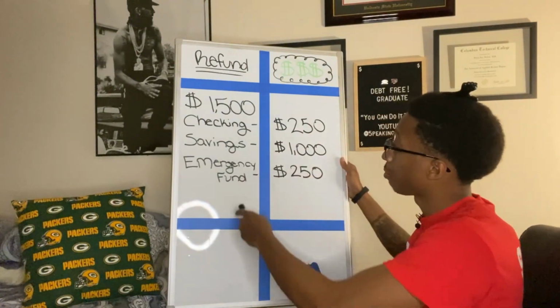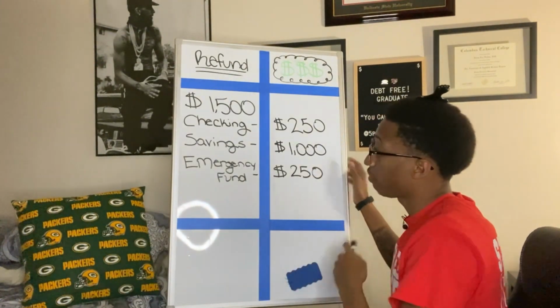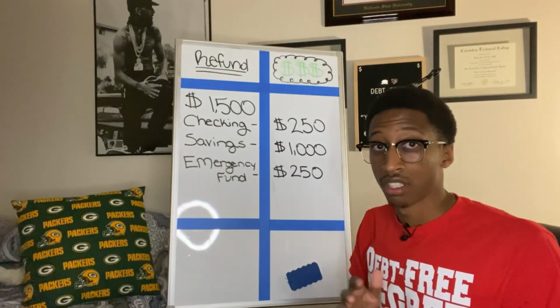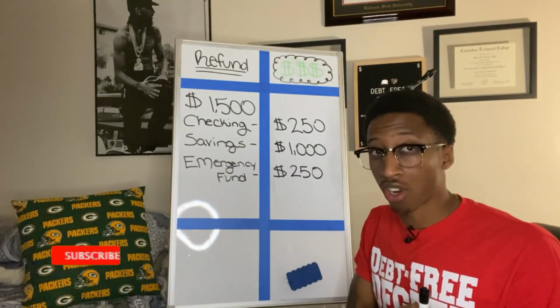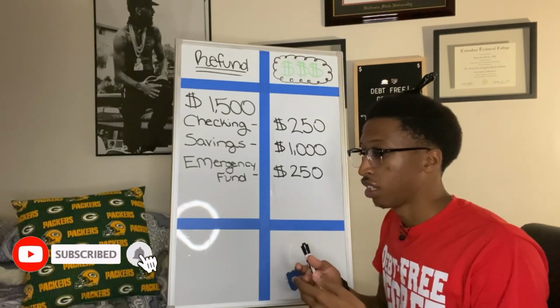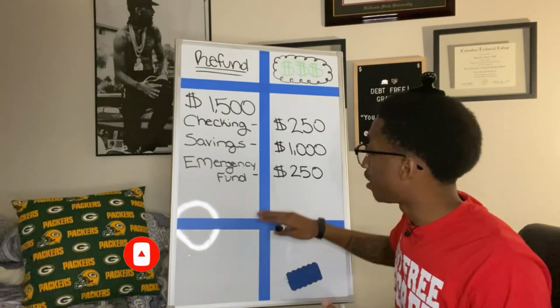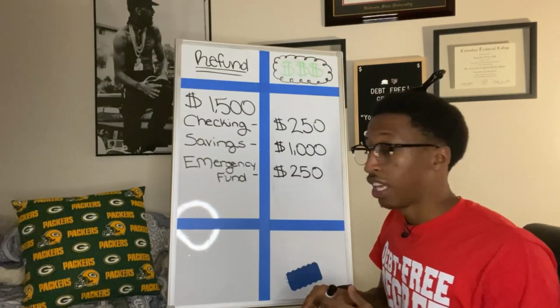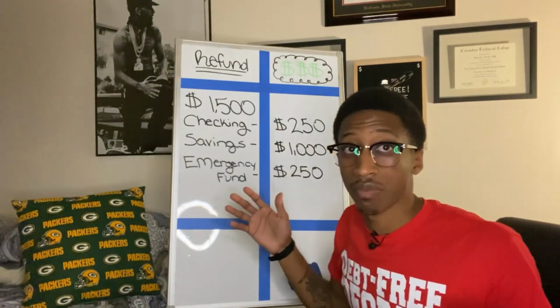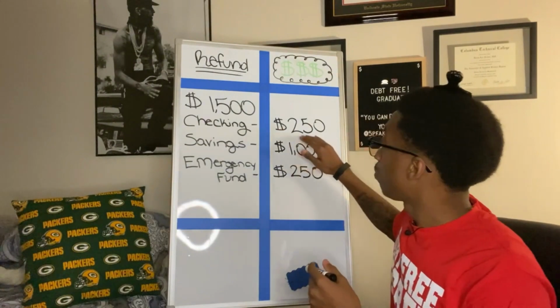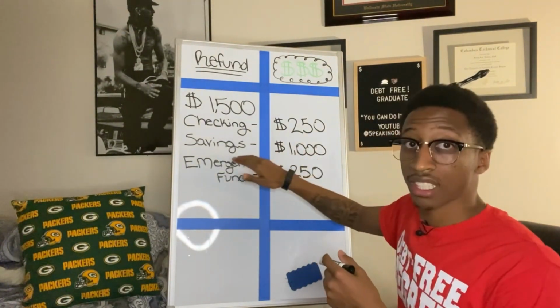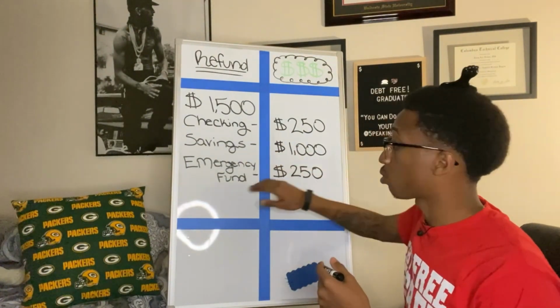So here on the emergency fund, I put $250 in there. If something went wrong on my car, something not really big, but something came up, I had it just in case for an emergency. And this is what I did with my 1,500. That's simple. I put 250 toward checking, 1,000 toward the savings, and then another 250 toward the emergency fund.